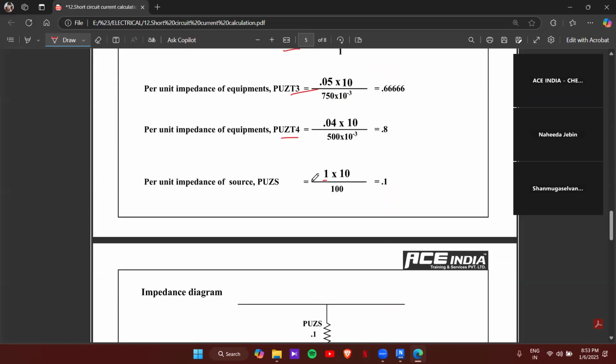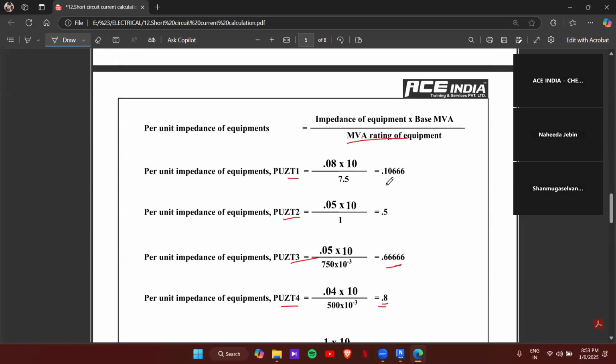Why 100%? As I mentioned before, all this calculation is based on an assumption. What if a short circuit happens here? So we're assuming that here we have 100% impedance. So how much short circuit current will come into our system? 1 into 10 divided by 100, you will get 0.1. These are the impedance values of the equipment: 0.1, 0.8, 0.66, 0.5 and 0.106.